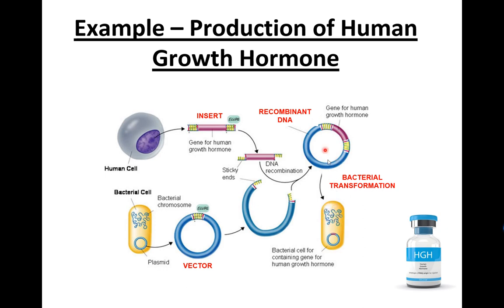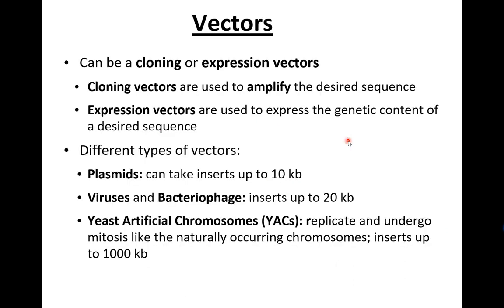Now this bacterium will start actually producing this protein. So in this case, the human growth hormone out of that. Again, it should be without introns, because as you know, bacteria do not do splicing. That's one example of an application.